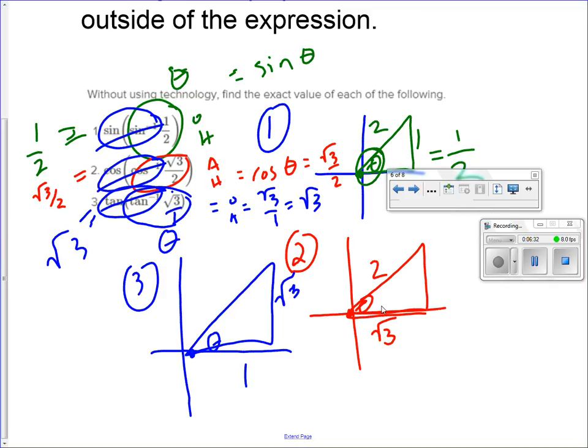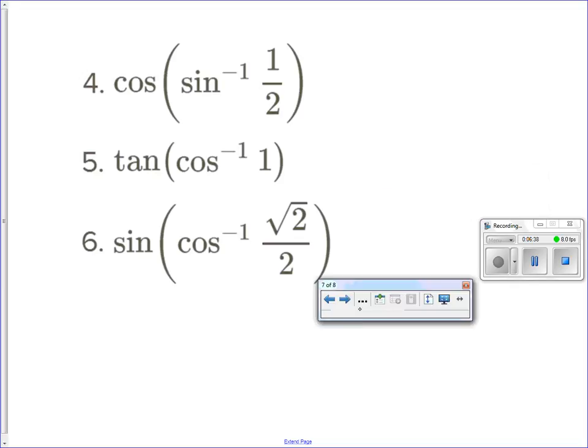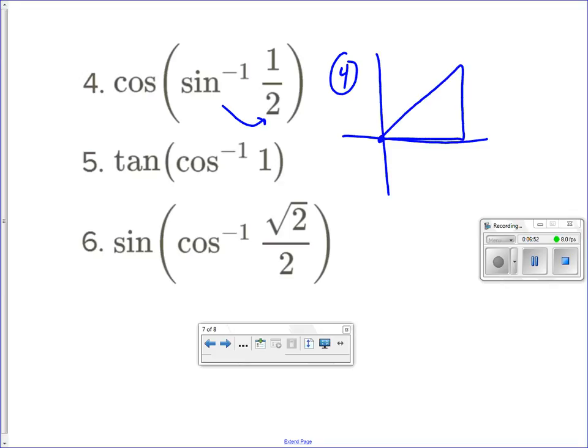All right, let's look at some that aren't quite so obvious. So we're going to take the cosine of the inverse sine of 1/2. So again, I'm going to draw a triangle. I'm starting with the inside. I want an angle such that its sine is 1/2. So sine is opposite over hypotenuse. So all of this is equal to theta. So now I want the cosine of theta.